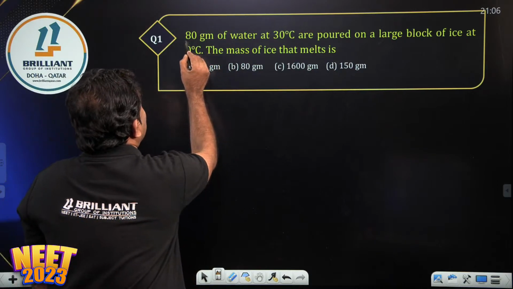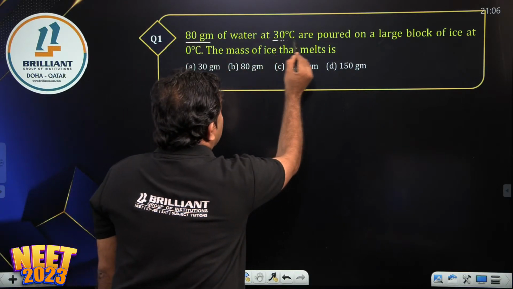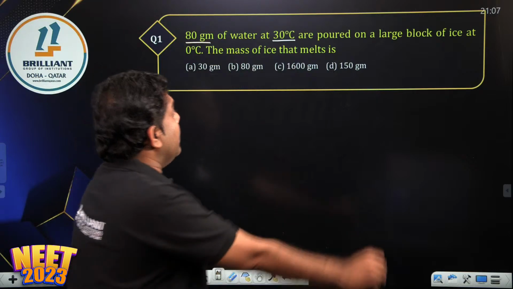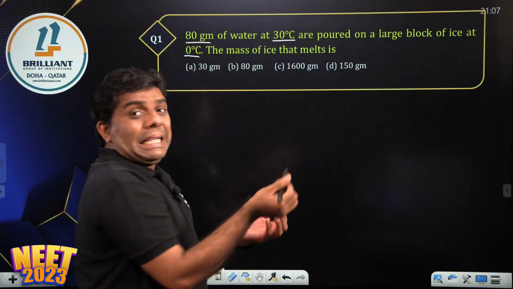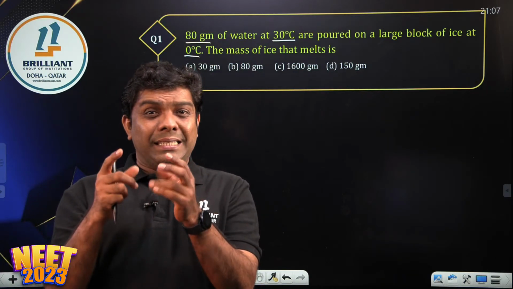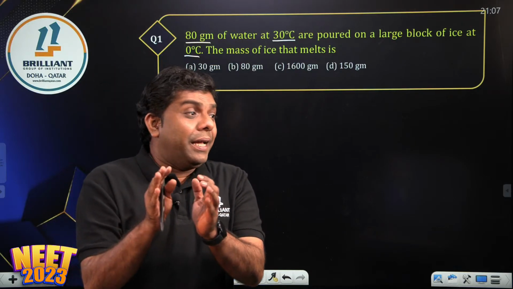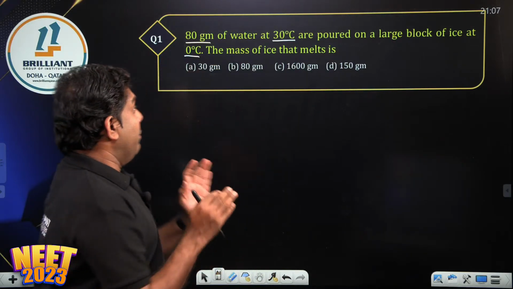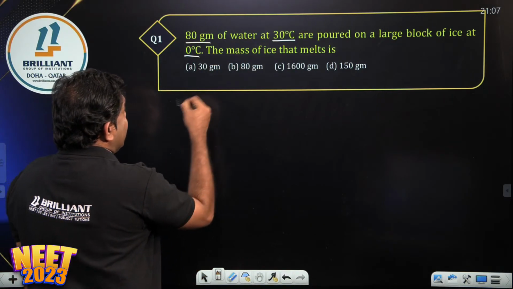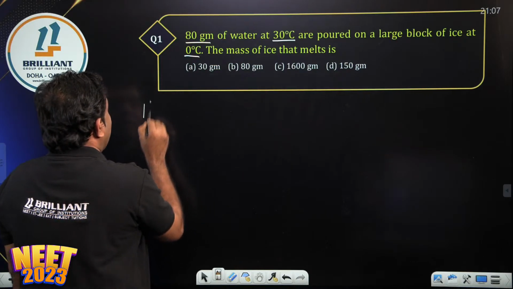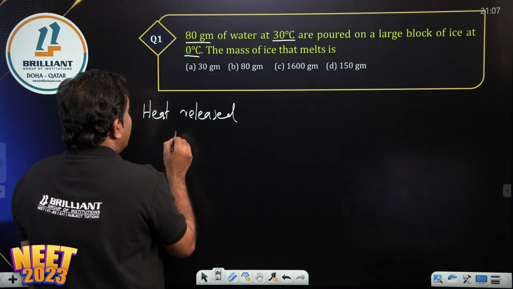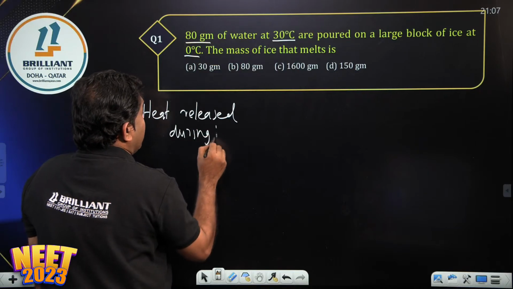When this water is added to ice, the temperature of water will decrease. It becomes 0 degrees Celsius. At that temperature, ice starts to melt. That is the principle of calorimetry: heat gained is equal to heat lost. In this example, the heat gained is the heat required to melt ice, and the heat released is during the cooling of water.